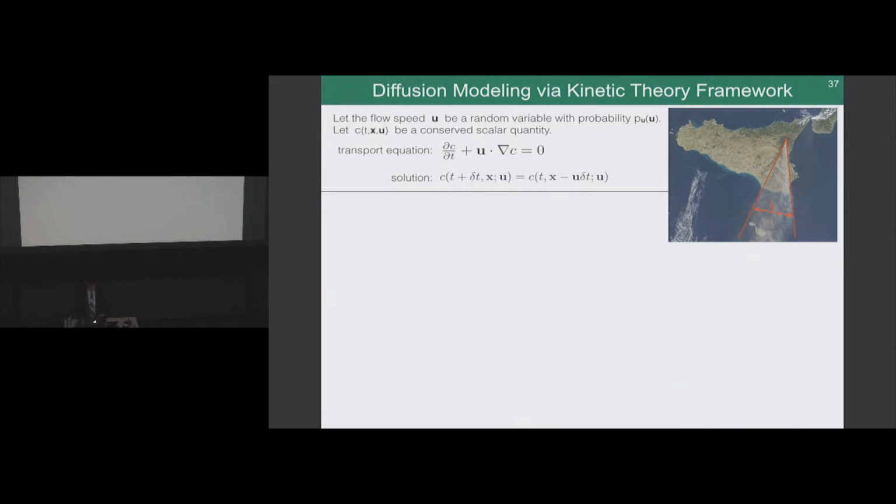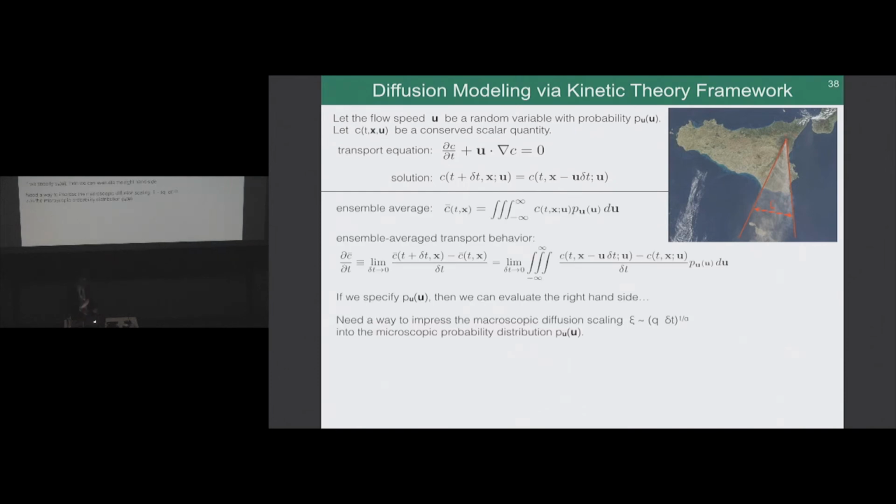Now, if we want to look at what's the ensemble average behavior of this, we're going to have to do a little bit of work. So we can say the ensemble average concentration that you would actually observe would be the weighted average over all the different C's for all the different speeds U weighted by their probabilities. If we want to actually say what's the ensemble average transport behavior, so what's the governing equation governing this transport of these things, what we're going to do, we're going to build this equation using this formula.